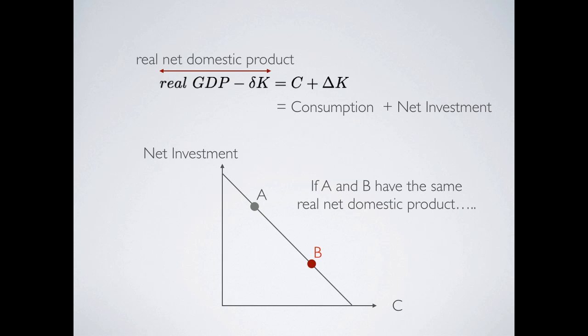If we draw a graph with the vertical axis being net investment and the horizontal axis being consumption, then if two countries A and B have the same real net domestic product, they will be on the same line. The country that has higher private consumption would have a lower net investment, like country B. So there is a negative trade-off between consumption and net investment if two countries have the same real net domestic product.